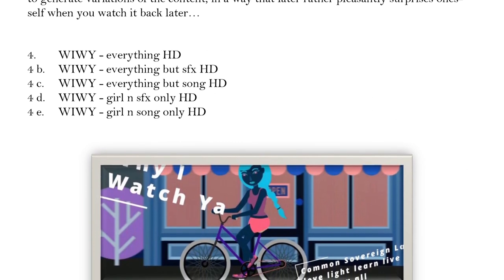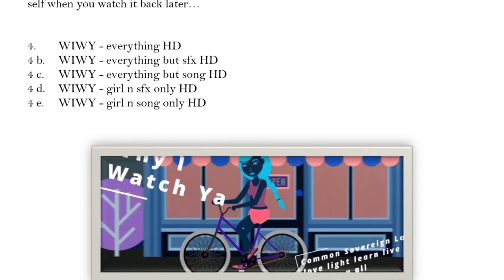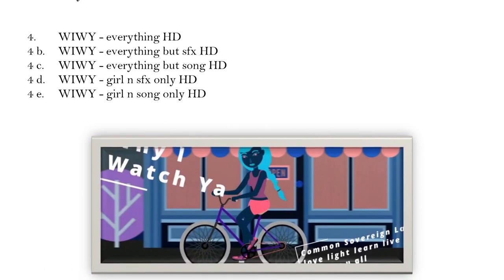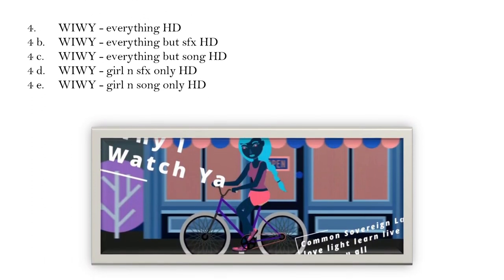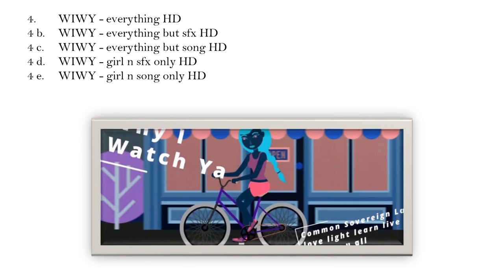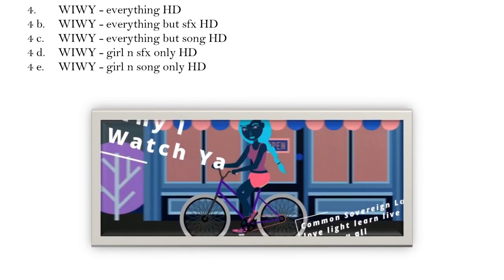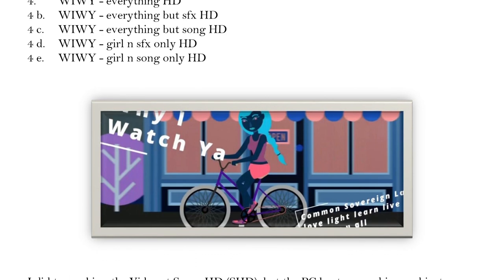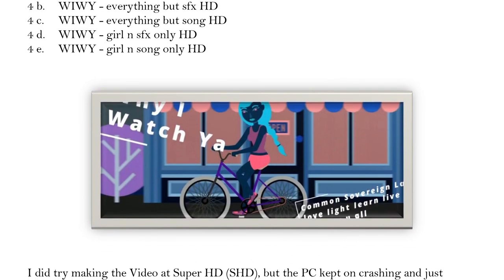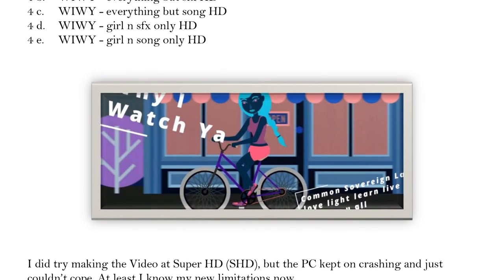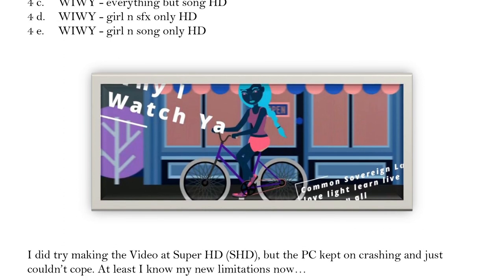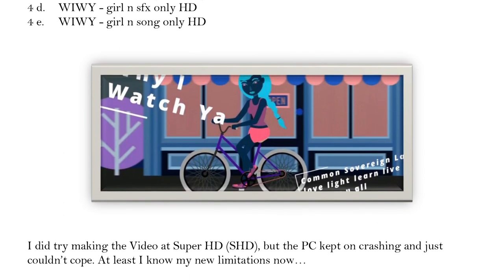4. Why I Watch Ya everything HD. 4B. Why I Watch Ya everything but SFX HD. 4C. Why I Watch Ya everything but song HD. 4D. Why I Watch Ya girl and SFX only HD. 4E. Why I Watch Ya girl and song only HD.